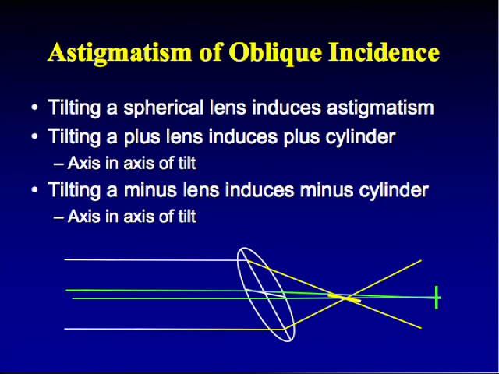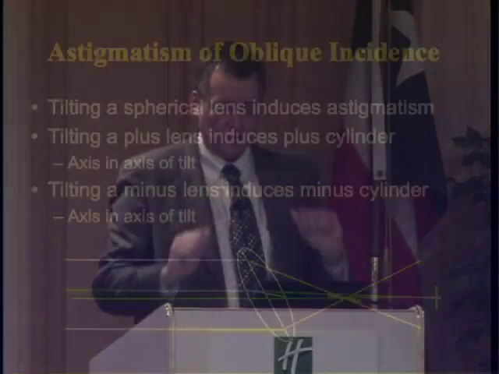Astigmatism of oblique incidence is what you get when you tilt a lens. So tilting a spherical lens induces astigmatism. Tilting a plus lens gives you plus cylinder with the axis in the axis of tilt. And tilting a minus lens gives you minus cylinder with the axis in the axis of tilt. You also get a little bit of sphere to the same degree.